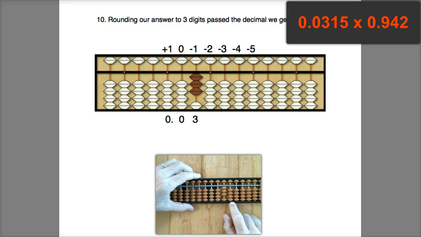Okay, so there you have an example of decimal multiplication at level 3. There's a couple more examples in this PDF that you're more than welcome to go through and work out yourself. But I hope it was all clear, and good luck with your training.